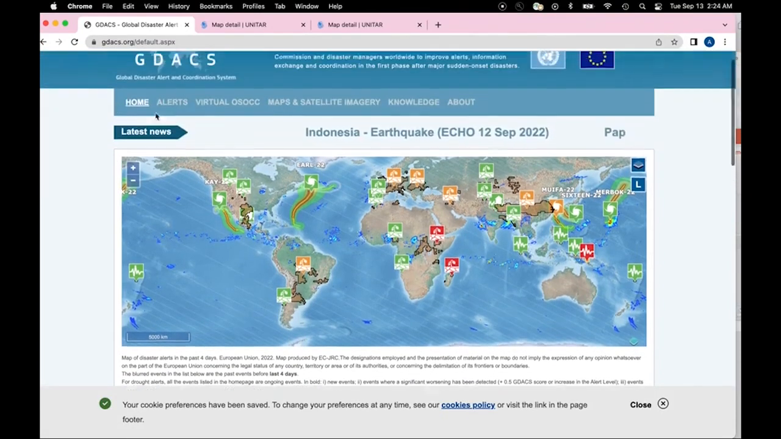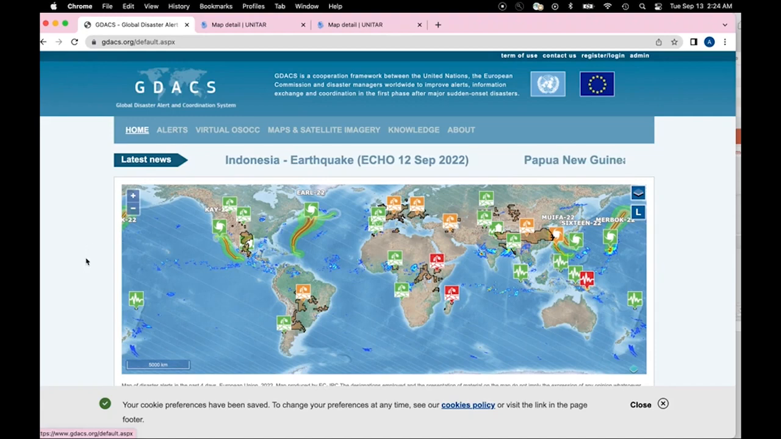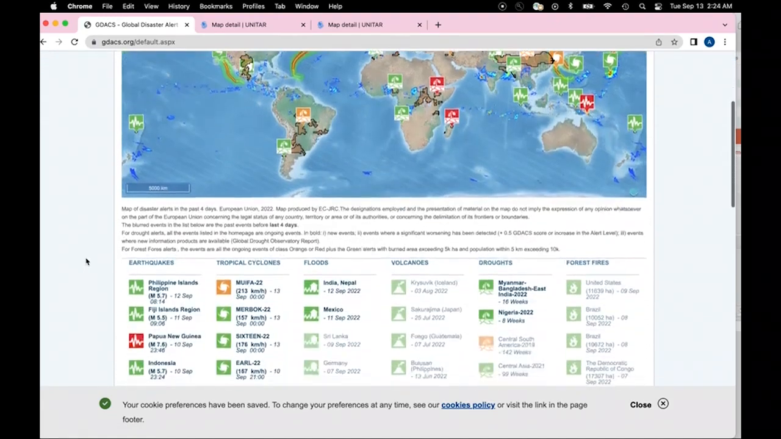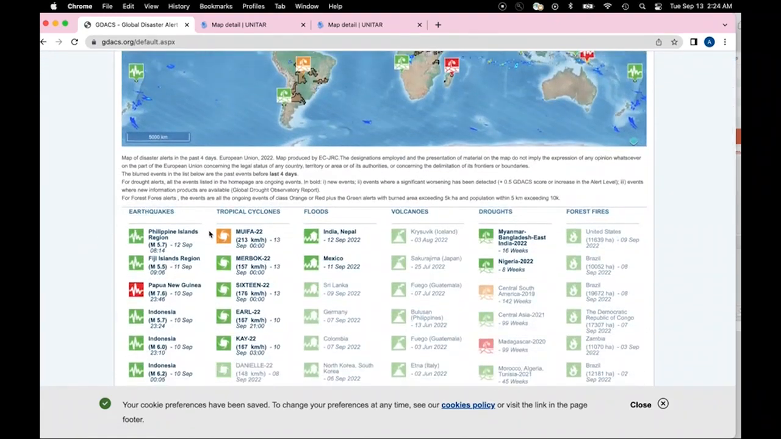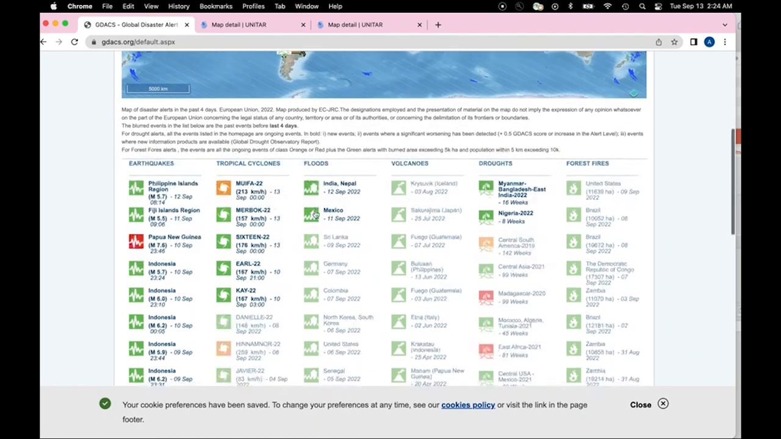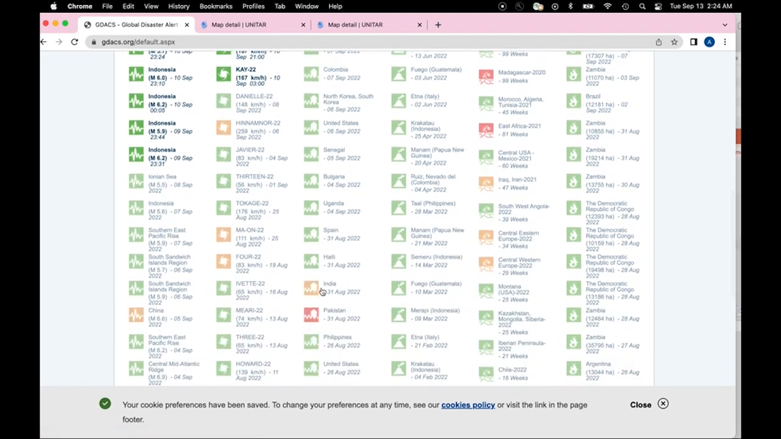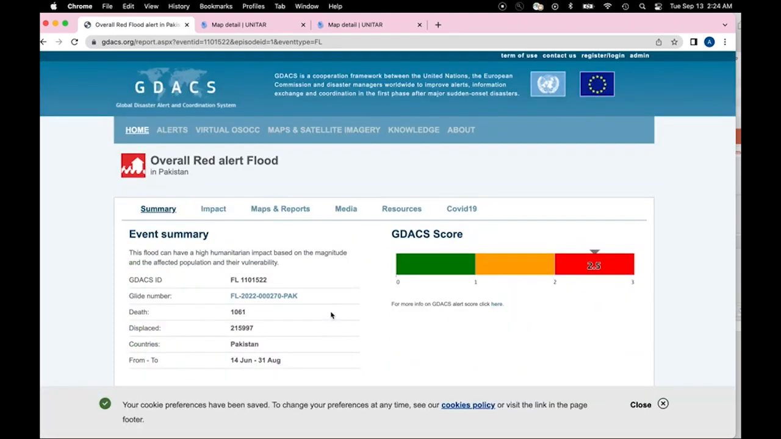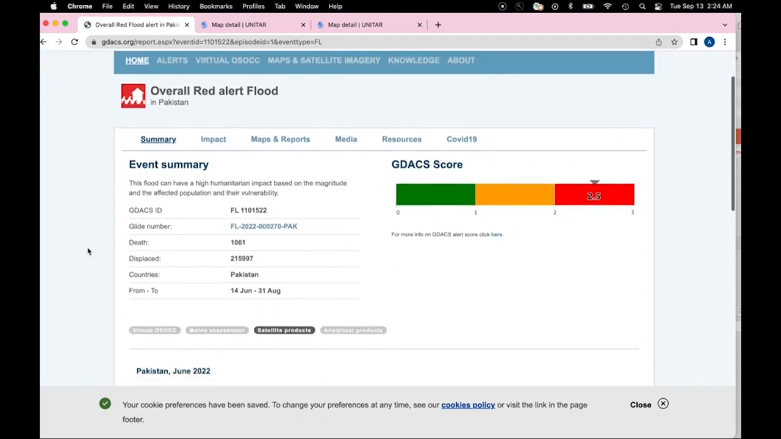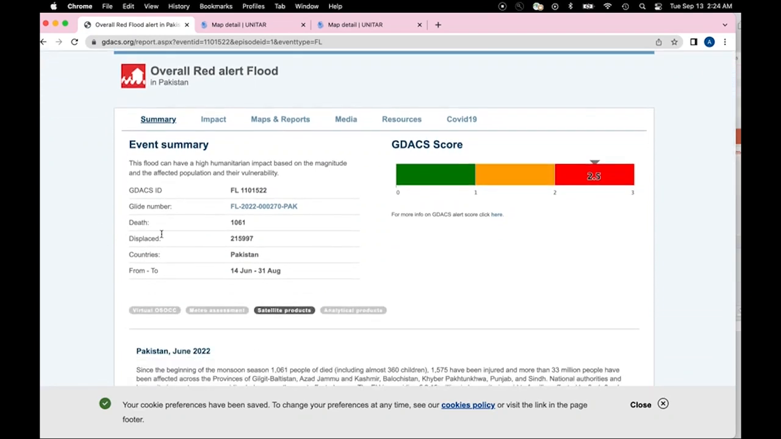So this is the homepage for GDACS. When you go down, you can see different disasters. There are current floods going on in India and Nepal and Mexico, which are low intensity because it's green color. Medium is orange and high is red. So again, you can click on this Pakistan flood that we've been looking at. This is in August, I think 31st of August.